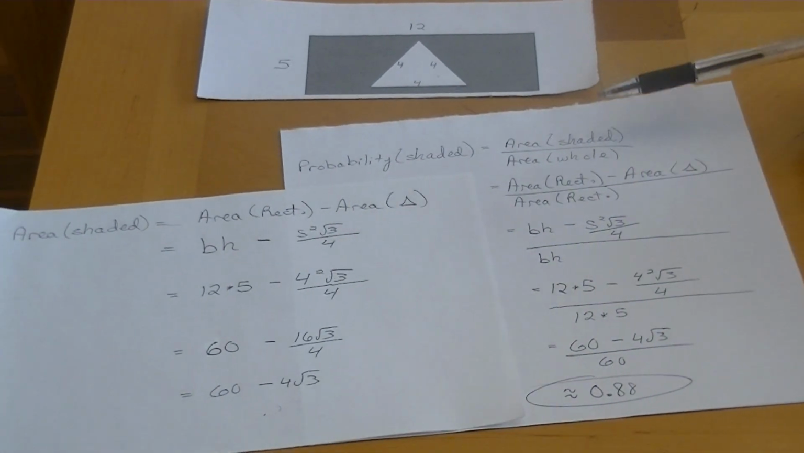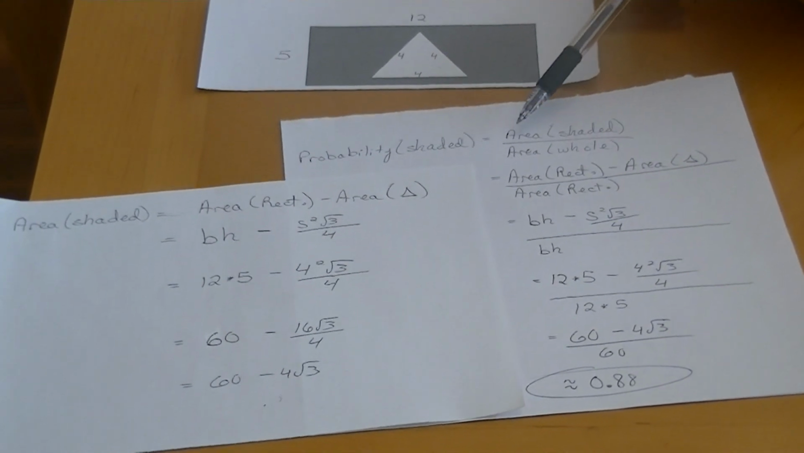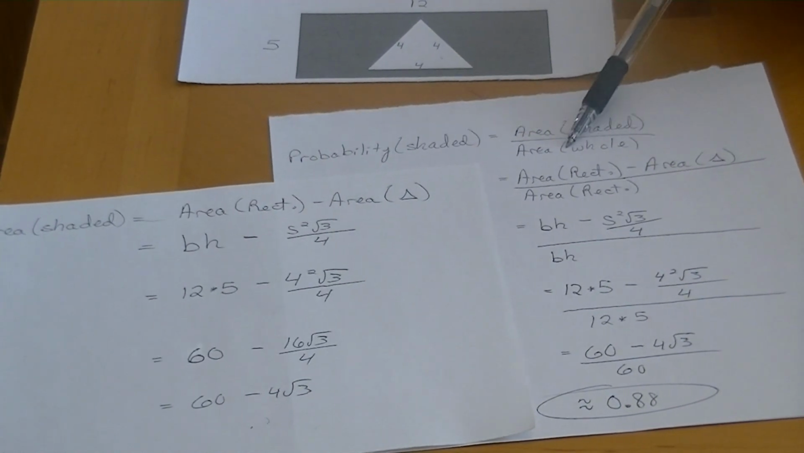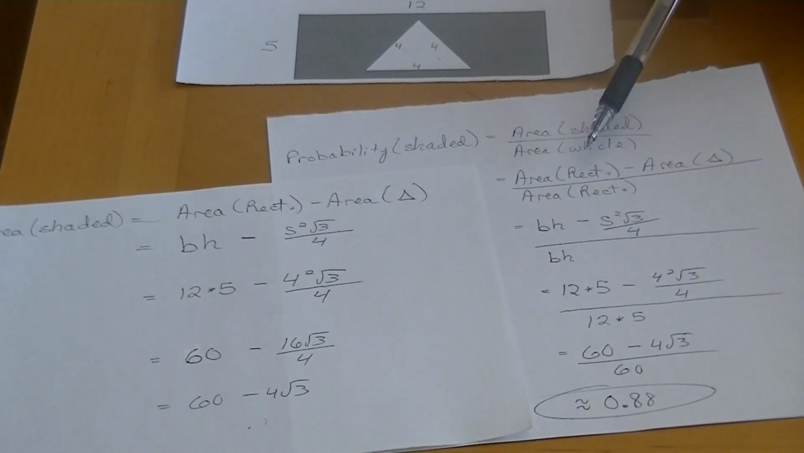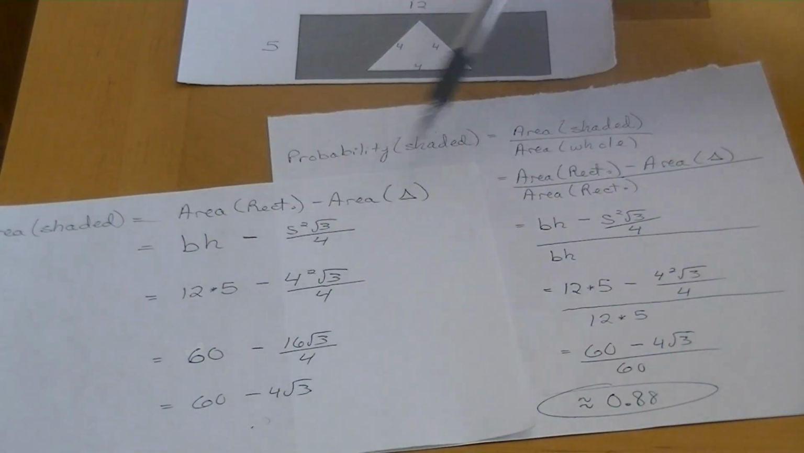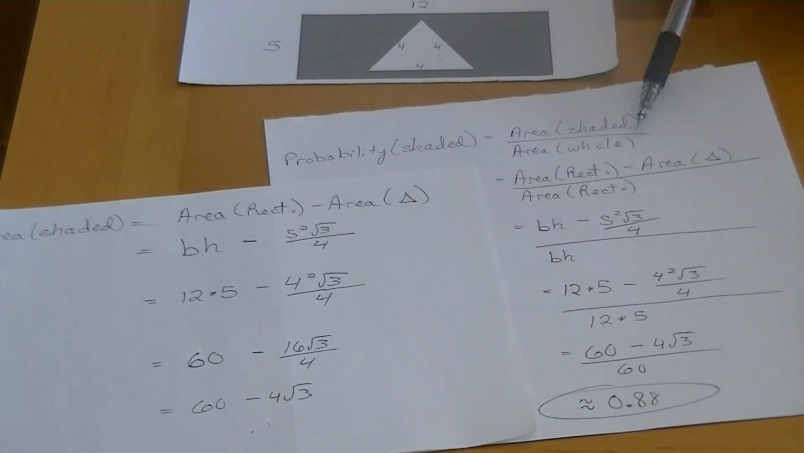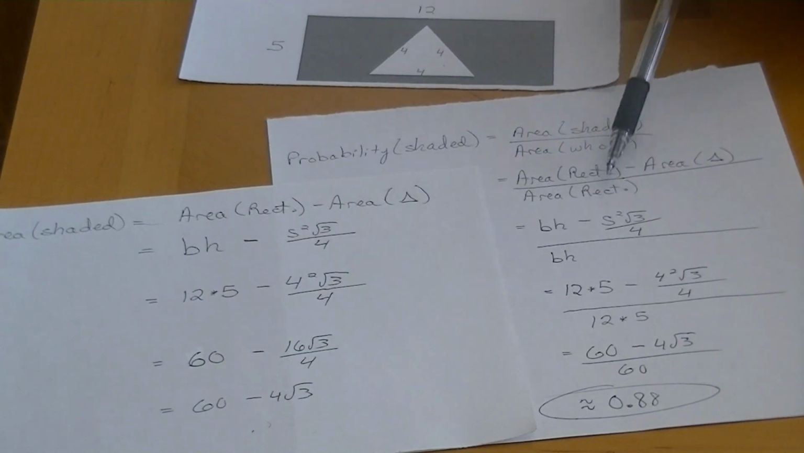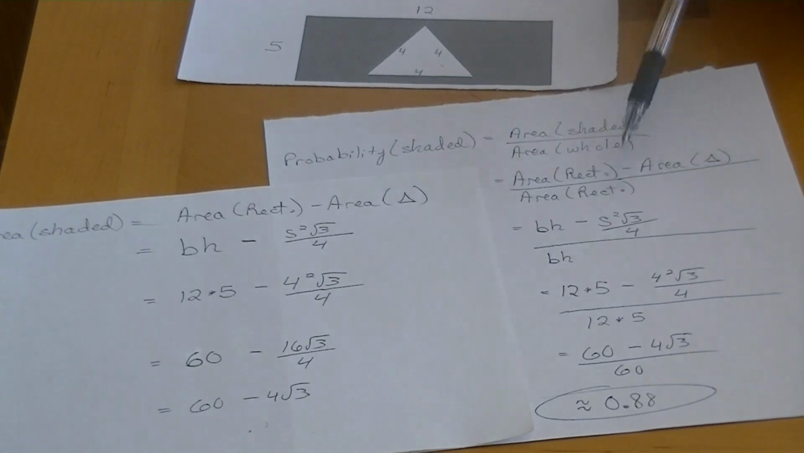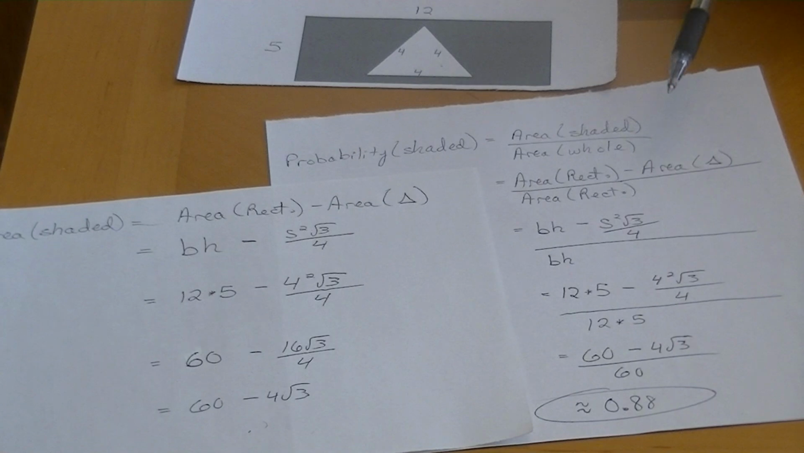So the difference is, to get the probability that's shaded, we do what we did before. We get the area that's shaded, but we also say we're going to divide it by the area of the whole figure. So every line is equal to the line above it. So just like over here, area shaded is rectangle minus triangle, rectangle minus triangle. I divide that by the area of the whole figure, which is the rectangle. So area of rectangle is base height minus the triangle, s squared root 3 over 4, all divided by the rectangle, which is base height.